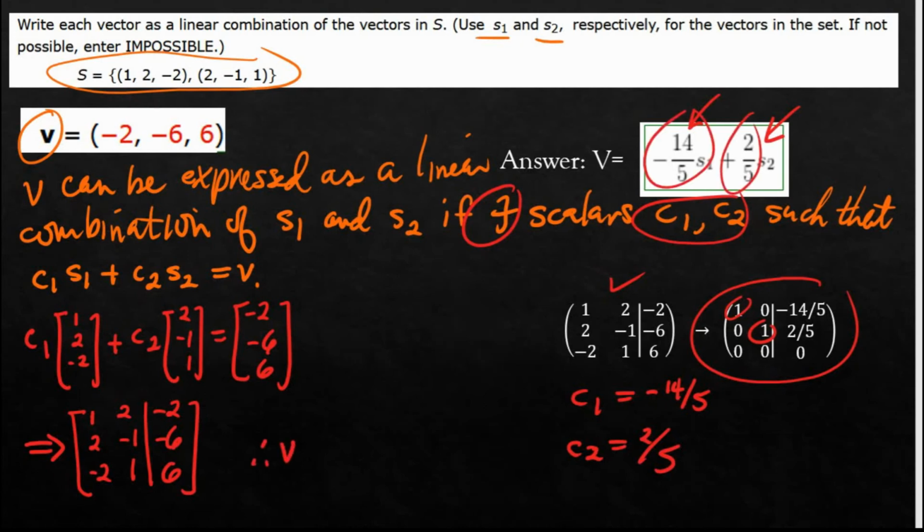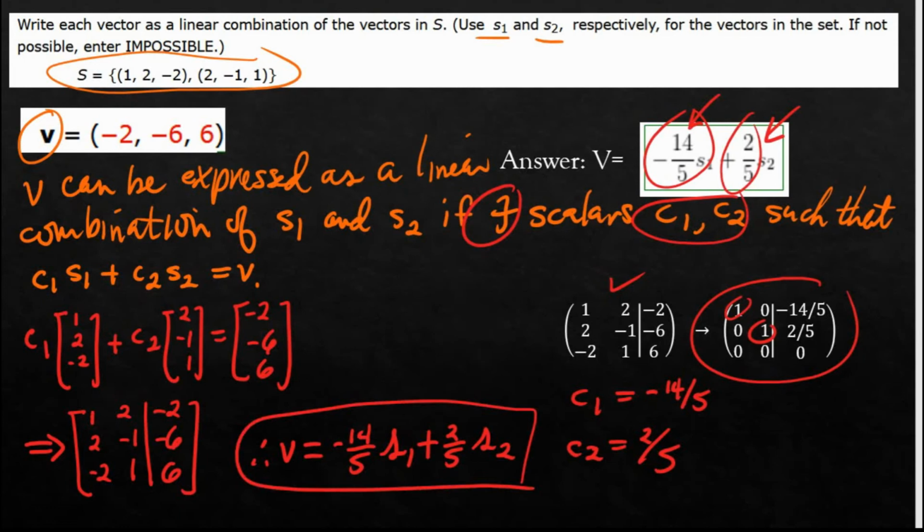Thus, we can write V as a linear combination: negative 14 over 5 times S sub 1 plus 2 over 5 times S sub 2. So linear combination is something that we talked about in a section or two before, so you should be good to go there. As a matter of fact, I think we introduced the chapter with linear combination.